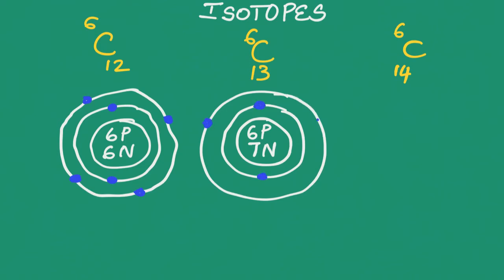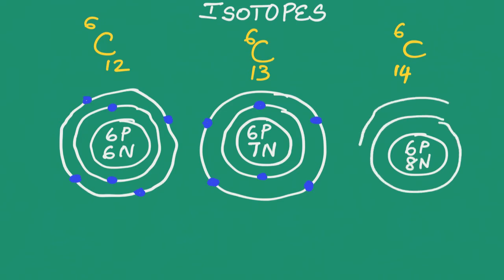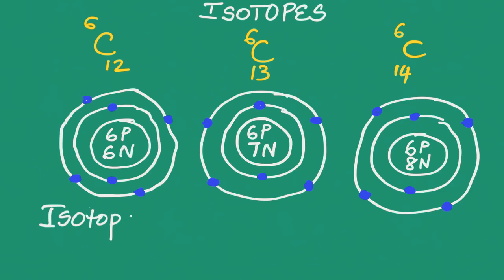The number of electrons stays the same, which is the same number as the number of protons. Here we have carbon-14 with 6 protons and 8 neutrons, and the number of electrons again stays the same, which is 6 electrons. So an isotope is formed in each of these cases. An isotope is an alternative form of an atom with a different number of neutrons.